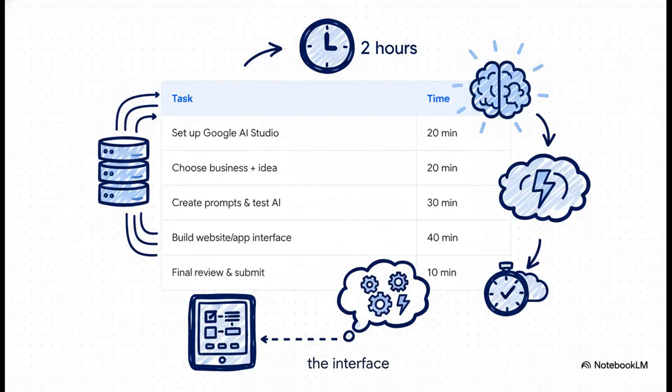Now, I know what you might be thinking. 2 hours? No way. But look at how this actually breaks down. The key here is that the most time-consuming part isn't some crazy complex coding. It's building the simple interface and then testing the AI's responses. Just 20 minutes for setup, and you're off to the races. Suddenly, it feels a lot more manageable, doesn't it?